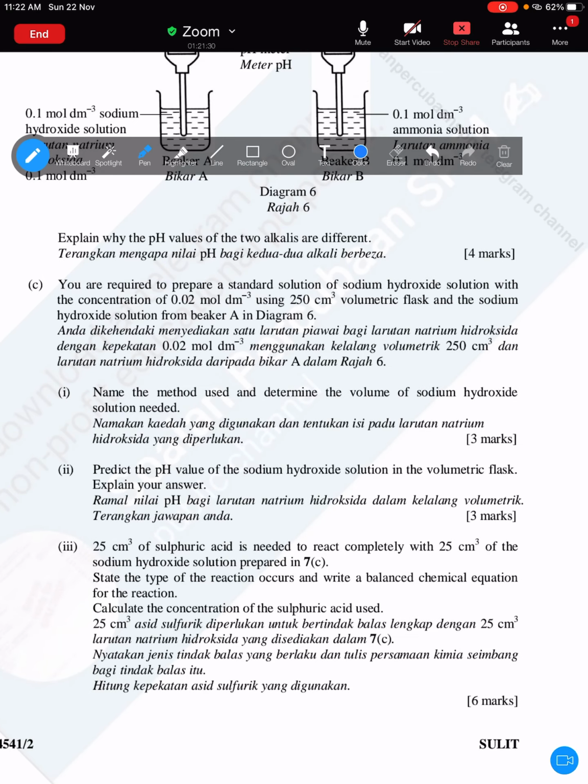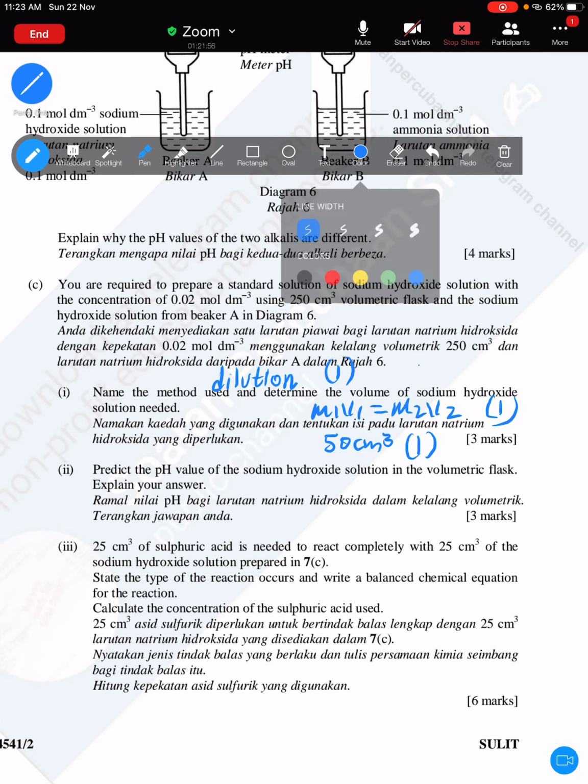Okay, name the method used to determine the volume of the sodium hydroxide. It is dilution. I have put it over there. And also you calculate all the calculation. M1V1 equals M2V2. This is 1 mark. This is your second mark. And you calculate 50 cm cubic is the third mark. So you get 3 solid marks.